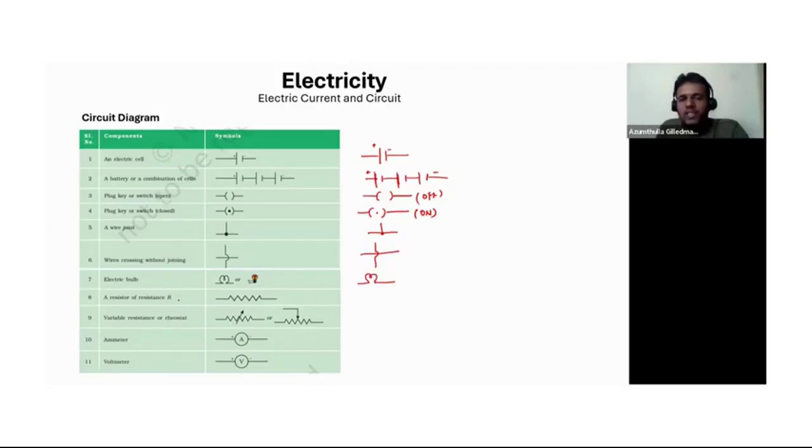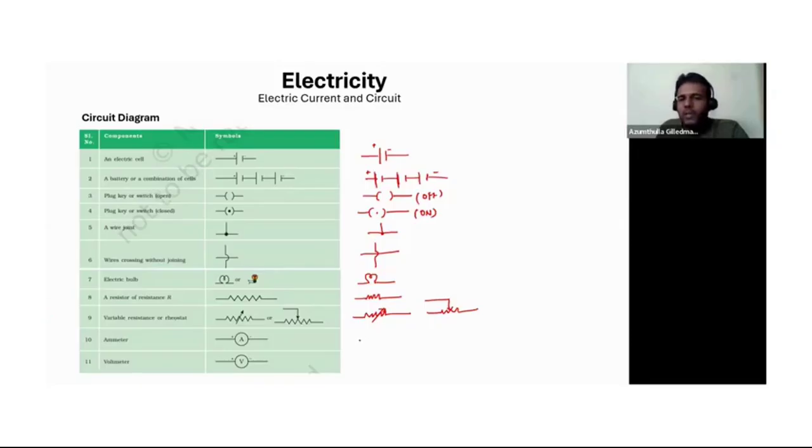And then a resistor or resistance. We will learn about resistance, so at that time I'll tell you. So the symbol for resistance is this, okay? And then variable resistance means it can vary, and there are different devices for it. I'll tell you. This is variable resistance, or we can also indicate it like this. Okay, this is the symbol for the variable resistance.